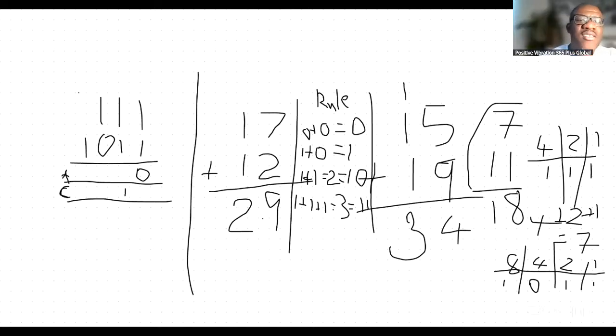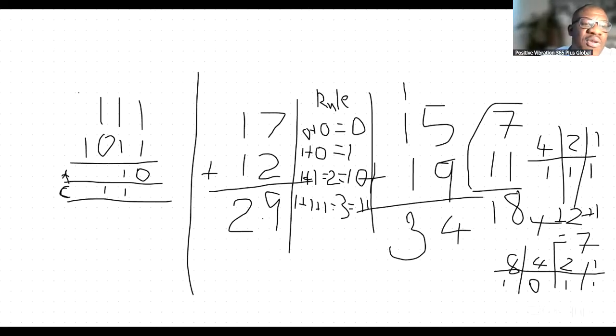So now let's continue to add these. That means we have this 1 down here. So 1 plus 1 plus 1 is, what is it? 3. But we can't write 3, so we have to write what? What is the equivalent? 1, 1. Good. So we put down the 1 and carry the 1. Very good. Let's keep going.